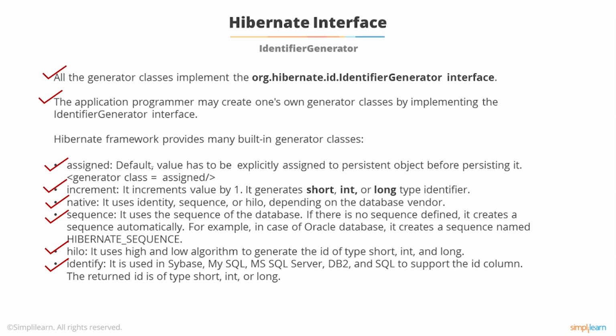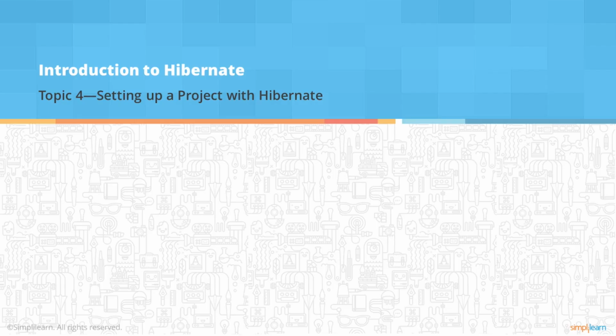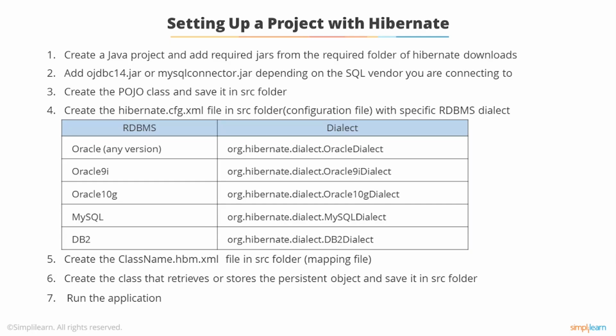How do you set up a project with Hibernate? Step 1, you create a Java project. You add the required jars and libraries from the Hibernate downloads. You then add the JDBC driver or a specific jar file to connect to your respective data store. Create the POJO class and save it in the src folder of your project.